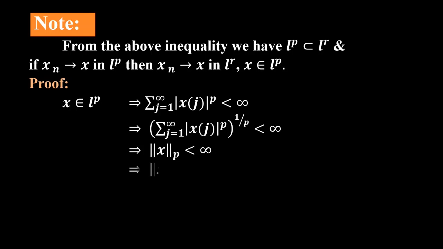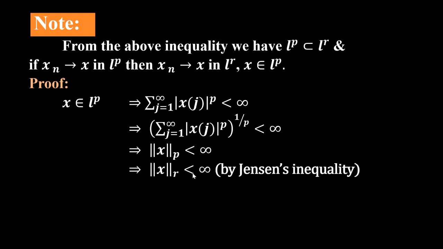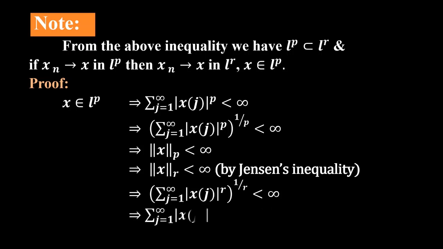Now we use the previous result, that is Jensen's inequality here. That is, we have norm r of x is less than norm p of x. So by the definition of norm r, we can write summation j varies from 1 to infinity of mod of x_j power r, whole raised to 1 by r, is less than infinity. From this we can write summation j varies from 1 to infinity of mod x_j power r is less than infinity. So this means x belongs to l^r. If we take x belonging to l^p, then we can easily show that x belongs to l^r. That means l^p is a subset of l^r. For this we have used Jensen's inequality.